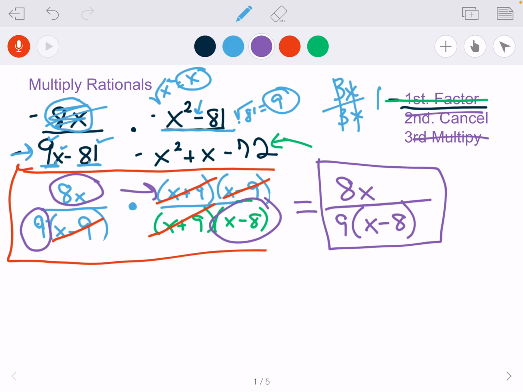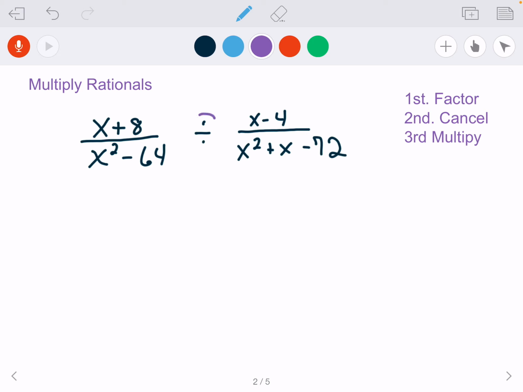So let me do one more with you, showing you how to do each step, because now instead of a multiplication, I've got a division. But if you remember anything about fractions, this division you change to multiplication, and then you flip the numerator and denominator. So let's begin, shall we? So let me look at my first numerator here. x plus 8 will not simplify, so I'm just going to write x plus 8. So that's done.